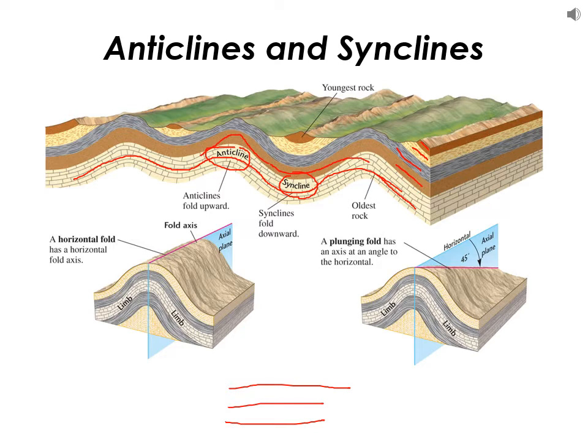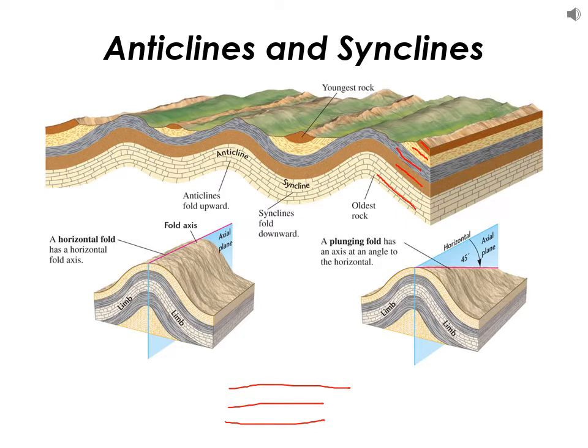So number one, at a syncline, you see in the middle of this fold, if we draw a line right down the axis of this fold, the rocks get younger in the middle, right? In the middle of this fold, we have younger layers. If we draw a line through the axis of this anticline, we can see that older rocks are pushed up. So we have older rocks in the middle of that fold, right? Deeper layers. Let me erase some of this.